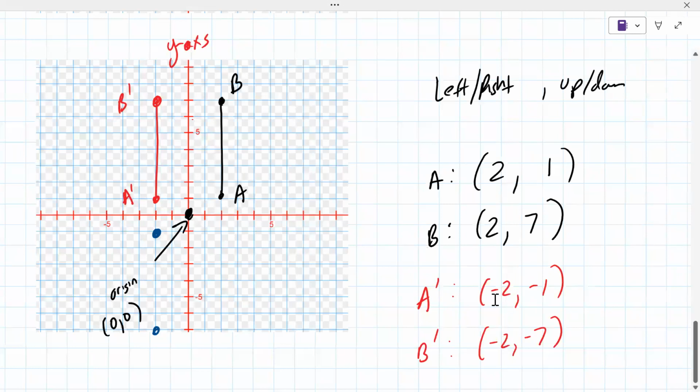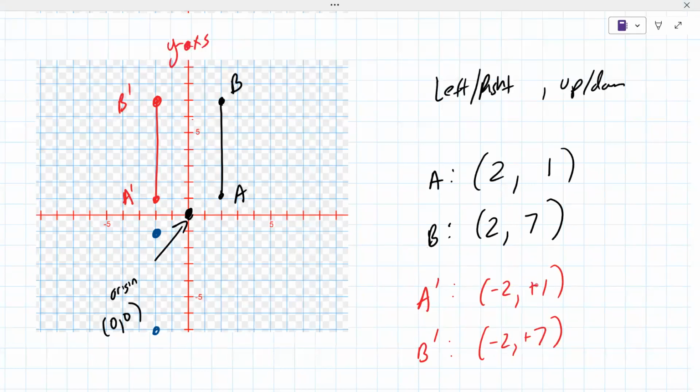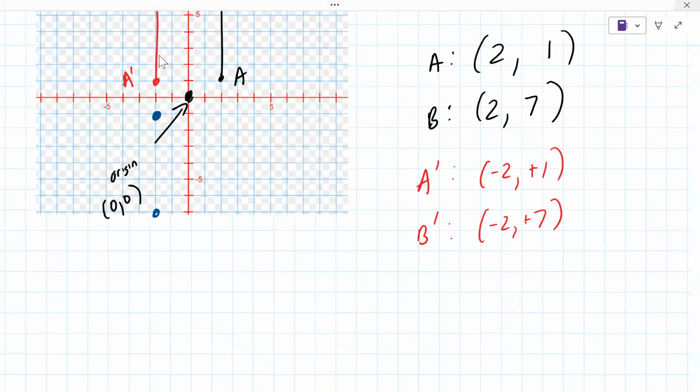So you've got the -2 right. -2 means you're going left 2, but the negative in the y means you're going down. Oh, and that one is positive. Okay, so yes, -2 comma +1 and then -2 comma +7.